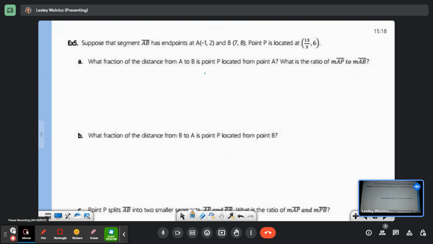Suppose that segment AB has endpoints at A, which is (-1, 2), and B at (7, 8). Point P is located at (13/3, 6). What fraction of the distance from A to B is point P located from point A? So we're going to solve for the fraction. You guys ready?